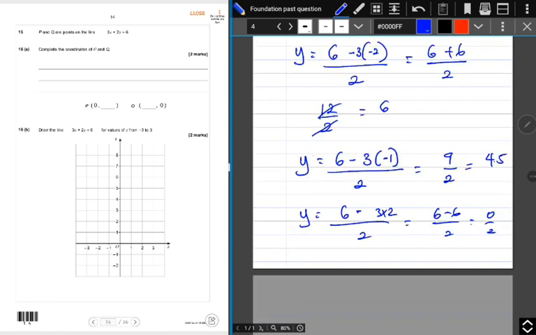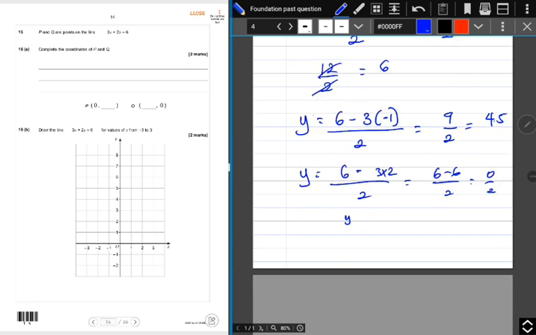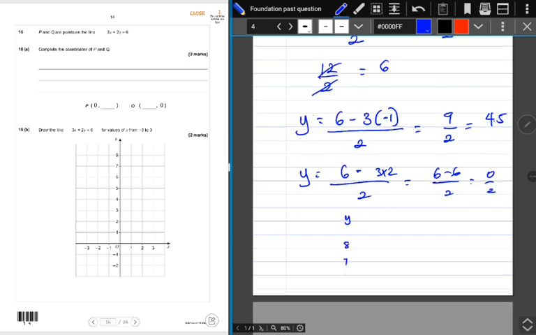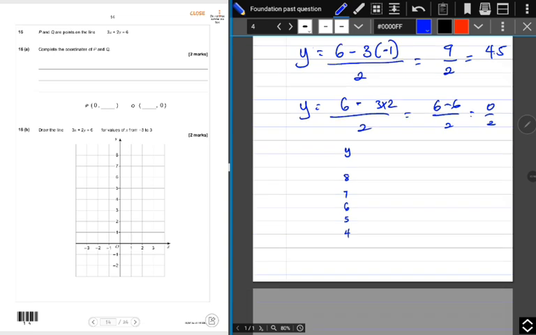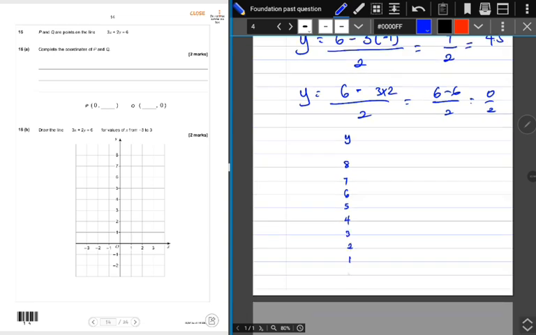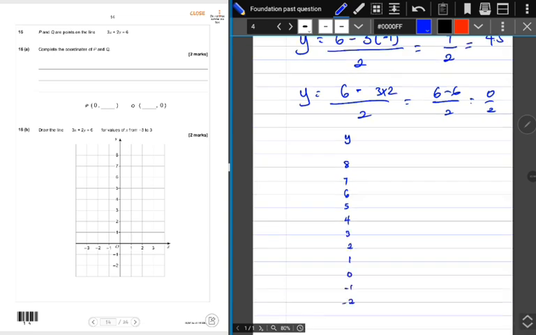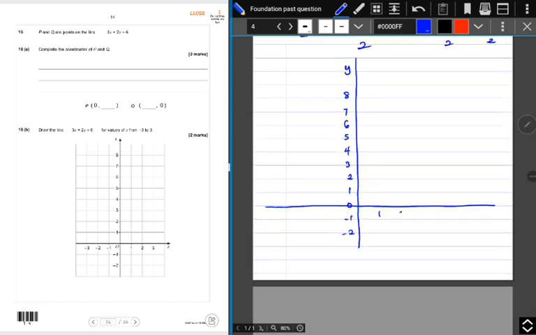So let's plot our graph. For us to plot our graph, we use the values of y. Please don't mind my graph. I have 8, 7, 6, 5, 4, 3, 2, 1, 0, minus 1, minus 2, and here we have 1, 2, 3, minus 1, minus 2, minus 3. This is the x axis, this is the y axis.